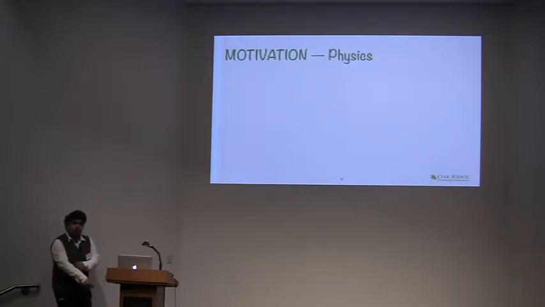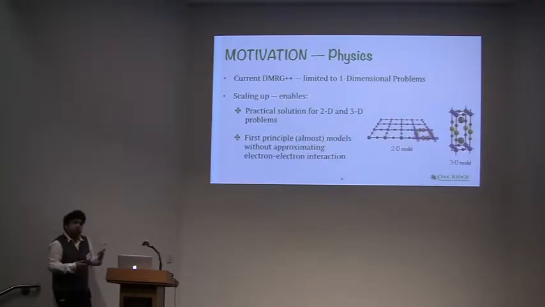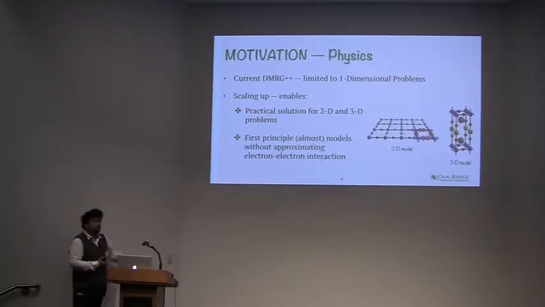So as I mentioned, the motivation is kind of twofold, both physics and programming models. For physics, currently the DMRG++ only works on one-dimensional problems. That's what they're working on. So scaling this up to pre-exascale models will help them actually solve a lot of two-dimensional and three-dimensional problems, such as semiconductors, power grids, and also work on first principle models. Currently they approximate the electron-electron interaction, which they'll not be doing, and they can actually put in those values because this takes up a lot of resource that's currently not available using the shared memory implementation that they have.